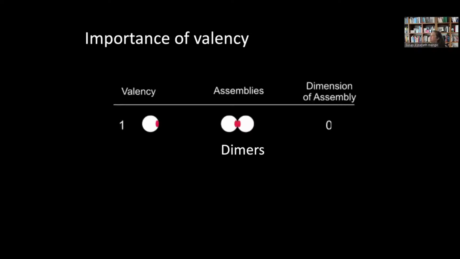So I've treated these little balls as single entities, but in fact, a very important aspect of this is what we call valency. Valency describes the interaction of one molecule with another. Here, if the valency is 1, we have one place to interact. So these two molecules can interact here, you get a dimer, and that's the end of the story. This is considered a dimension of assembly of 0. You're not going to get phase separation if all you have is a dimer.